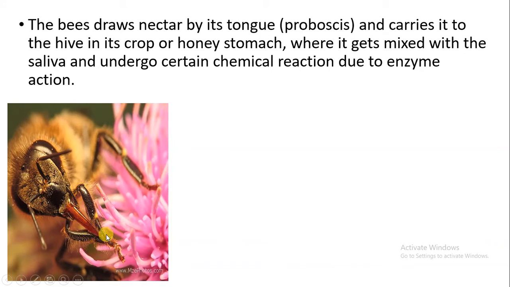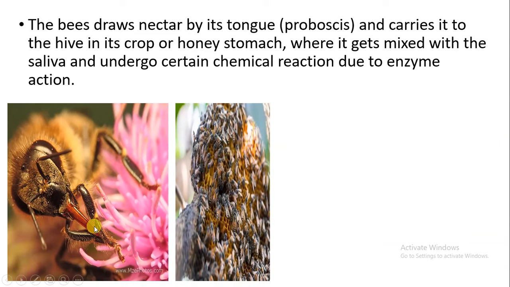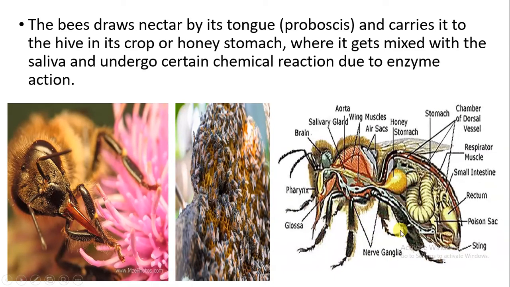The honeybees, by the help of the proboscis, the tongue, are able to draw the nectar from the flower, and they take it to their hive. The honeybees have a kind of honey stomach. While sucking the nectar, they keep it for a short duration in the honey stomach, and while returning to the hive they deposit this nectar in the cell.